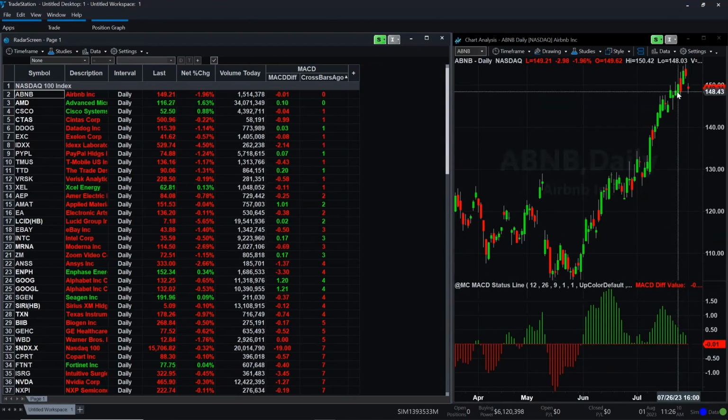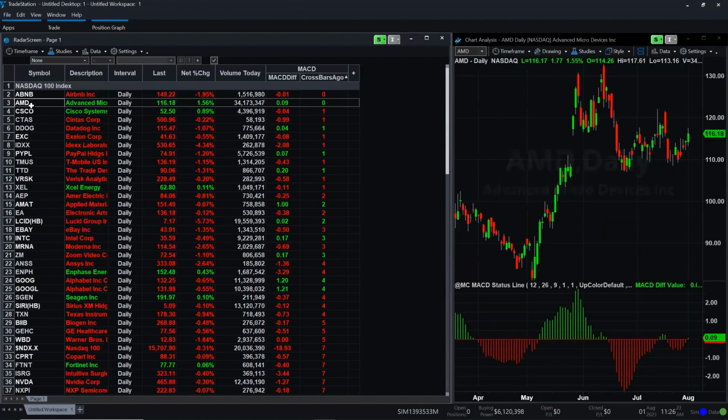Now, is that a good signal? That's up to you to determine, but this is a nice way for you to identify those symbols that are triggering the alert in real time. We also have AMD giving us an alert. In this case, we have the opposite alert. We have a bullish alert. We were on a negative period, and all of a sudden we get a positive value on the MACD.